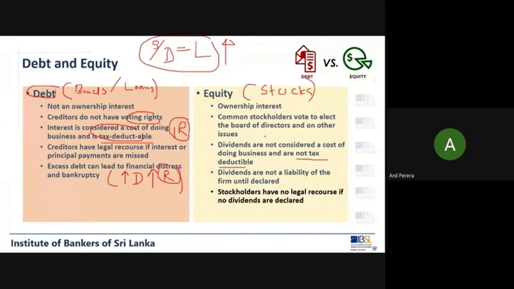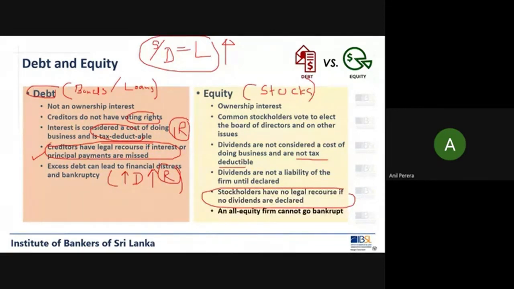And shareholders have no legal right, even if the dividends are not declared. Now here, we know if your interest is not paid, if your principal is not paid, you have legal right. But in the case of shares, you don't have a legal right if the company does not pay a dividend, because you are also part of the company.